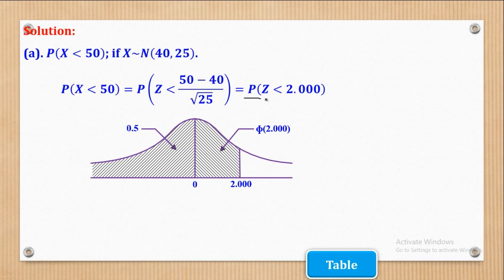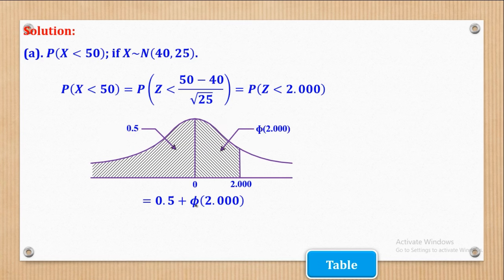Now this probability which they want here is the probability of everything that has been shaded, in other words, from here up to here. For you to get that probability of whatever has been shaded, it means we're going to add this to this. So let's write that. As you can see, this probability is equal to 0.5 plus phi of 2.000. We have to add this and this to get what has been shaded.